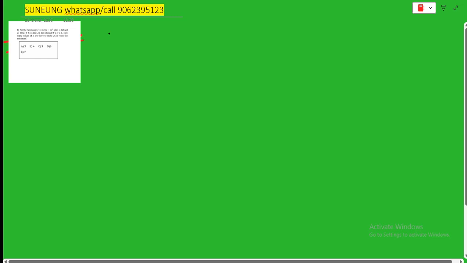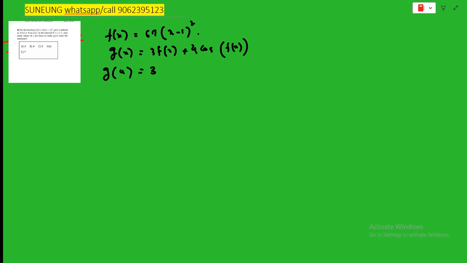So let's look at our suspects first. We have f(x) equal to 6π(x − 1)² and g(x) equal to 3f(x) + 4cos f(x). Okay, now notice how f(x) is inside the cosine. Instead of crying over the chain rule, let's simplify our lives. So let's call f(x) our new friend u. Okay, so g(u) is what? g(u) is 3u + 4cos u.